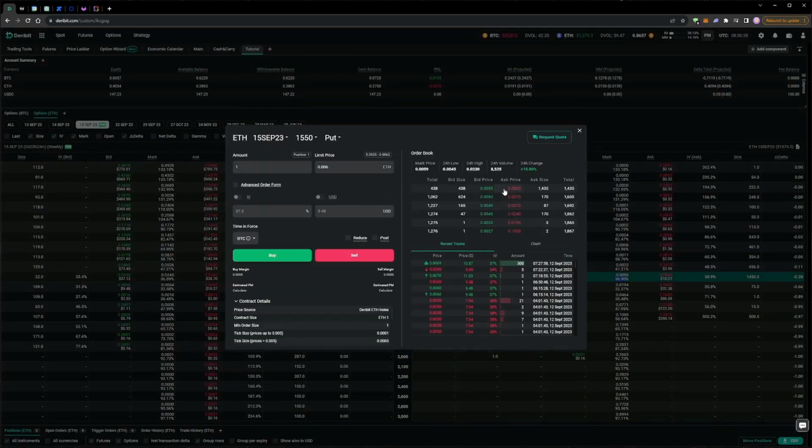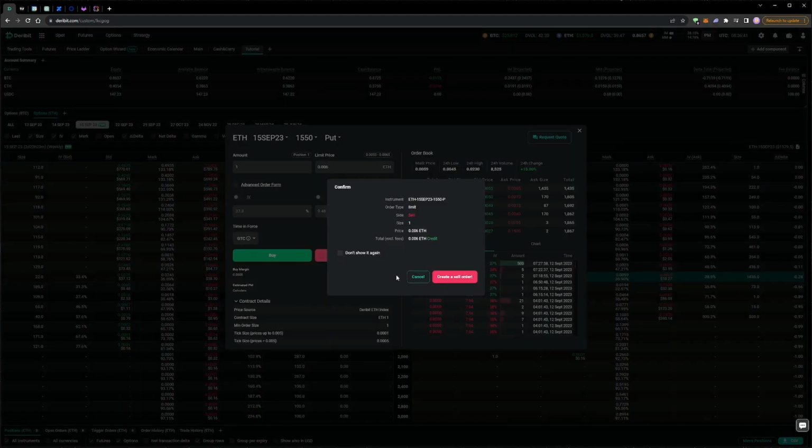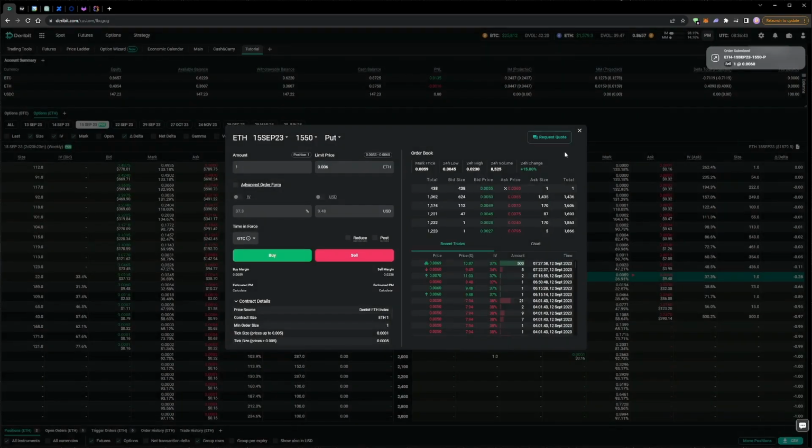Even though we are closing a position here, we're not in a particular rush, so let's try and get filled between the bid and ask at a price of 0.006. We'll leave that order there while we go and place an order to close our call option.